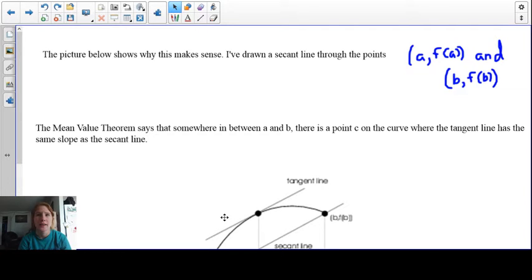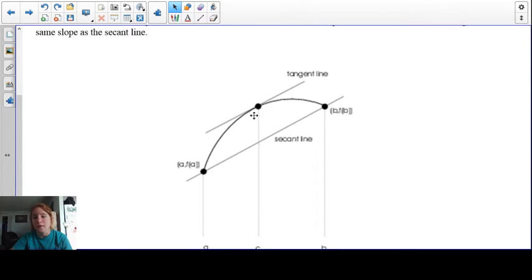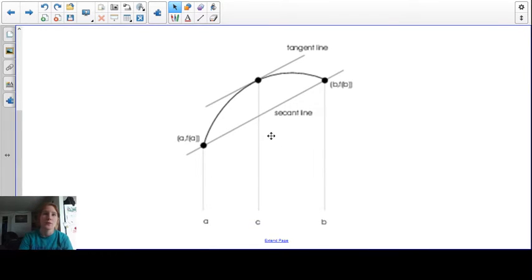Alright, so this is what it's saying. If we take a look, we talked about how here's my a and my b. If they hit some value, then that means that the point c would have to be the same slope as the secant line, because the secant line would go through both of them. Since they would have the same slope, we know that the derivative of one would have to be the same as the other, because parallel lines have the same slope.